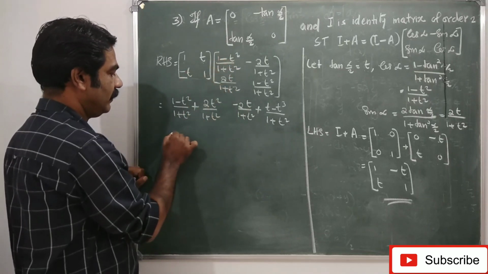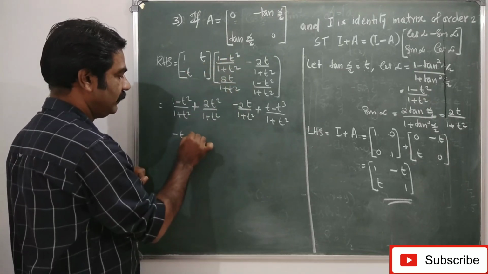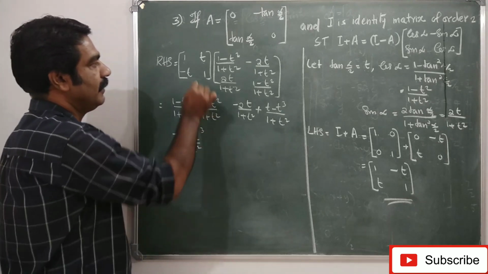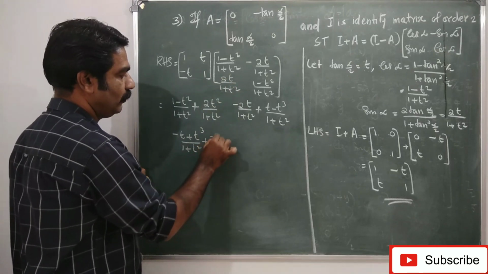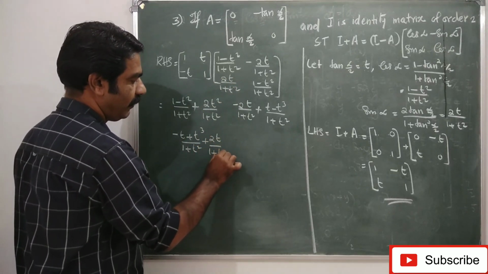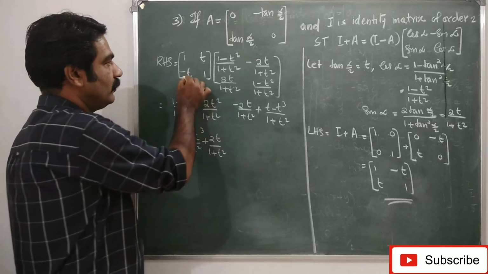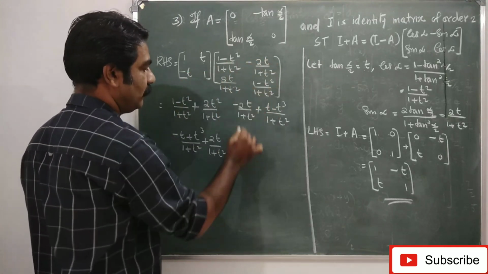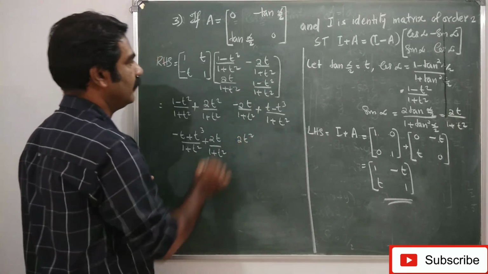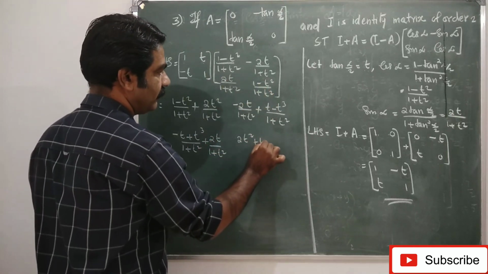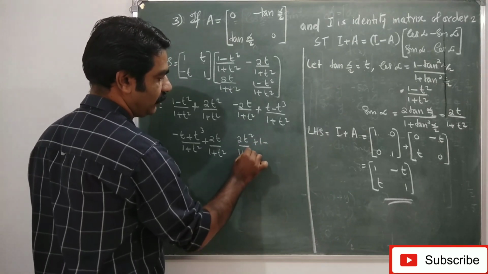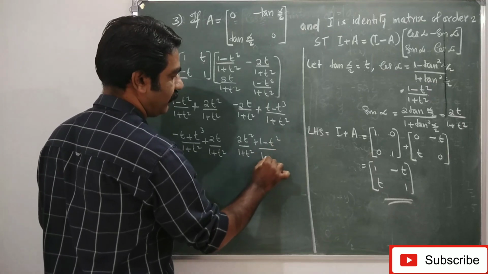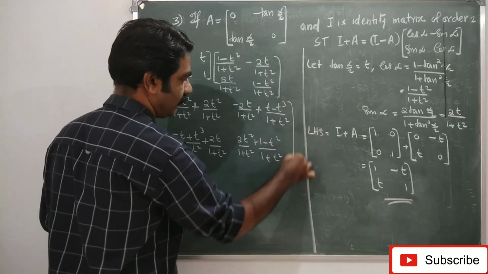Now second row with the first column: minus t into 1 minus t square becomes minus t plus t cube, divided by 1 plus t square, plus 2t divided by 1 plus t square. Now second row with the second column: minus t into minus 2t becomes plus 2t square by 1 plus t square, and 1 into 1 minus t square by 1 plus t square. Okay.